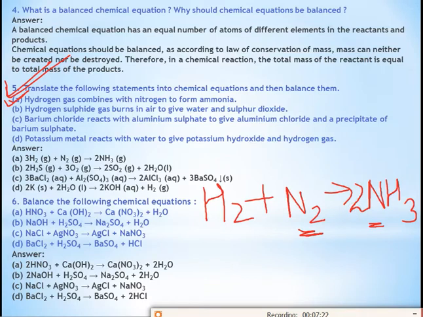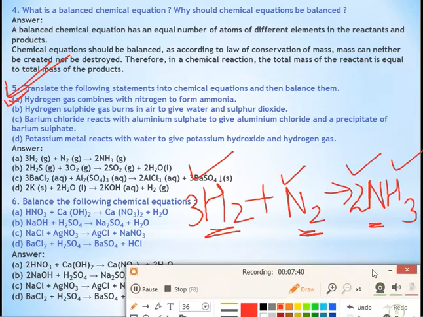2 nitrogen, but now the number of hydrogen became 6, 3 2s are 6. So we have to make this hydrogen also 6. So in the reactant side we will multiply it with 3. So 6 hydrogen on this side, 6 hydrogen this side, 2 nitrogen this side, and 2 nitrogen on the product side. So now this reaction is a balanced reaction.